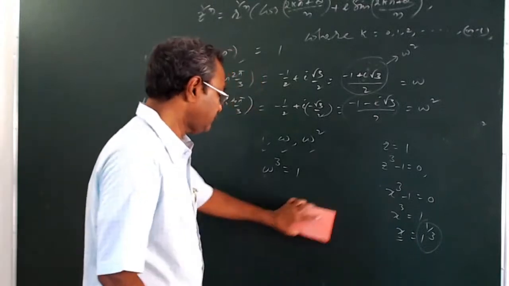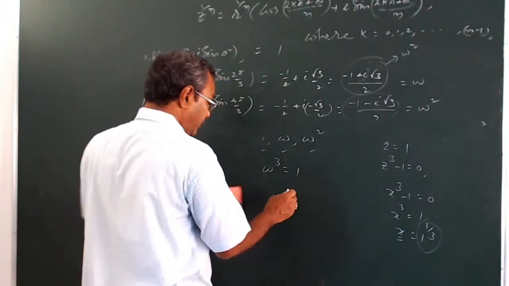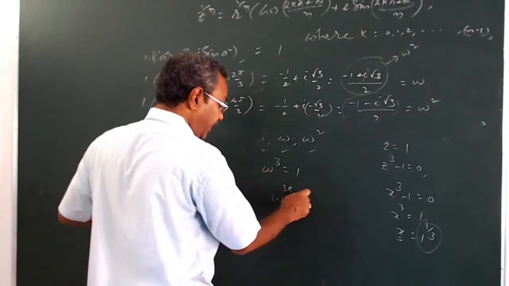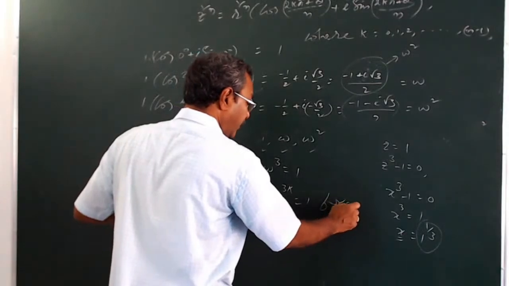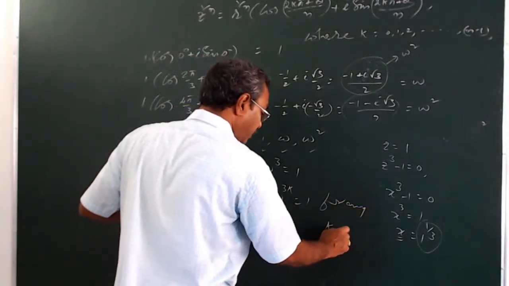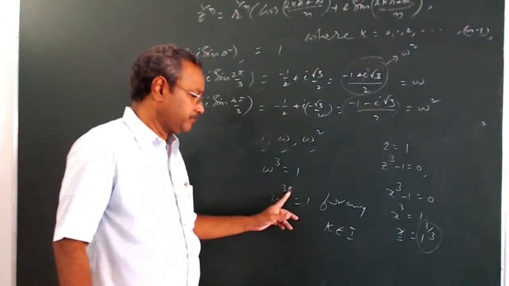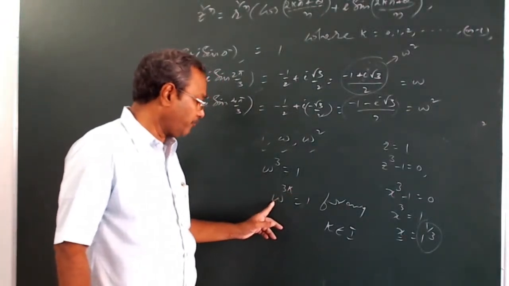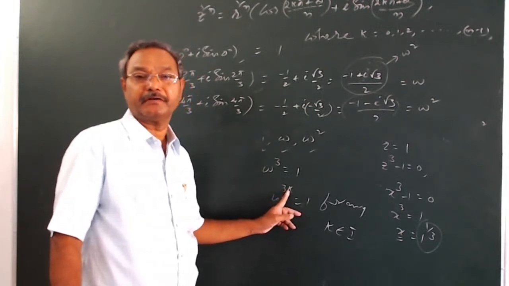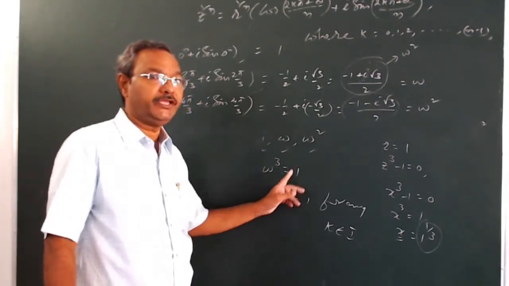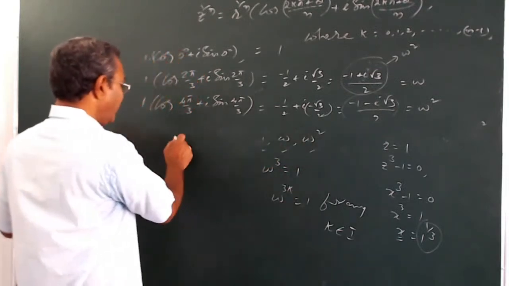In particular, omega to the power of 3k is equal to 1 for any k, where k is any integer. Omega to the power of a multiple of 3, omega to the power of 3 into k, should always be equal to 1. That means omega to the power of 12 equals 1.